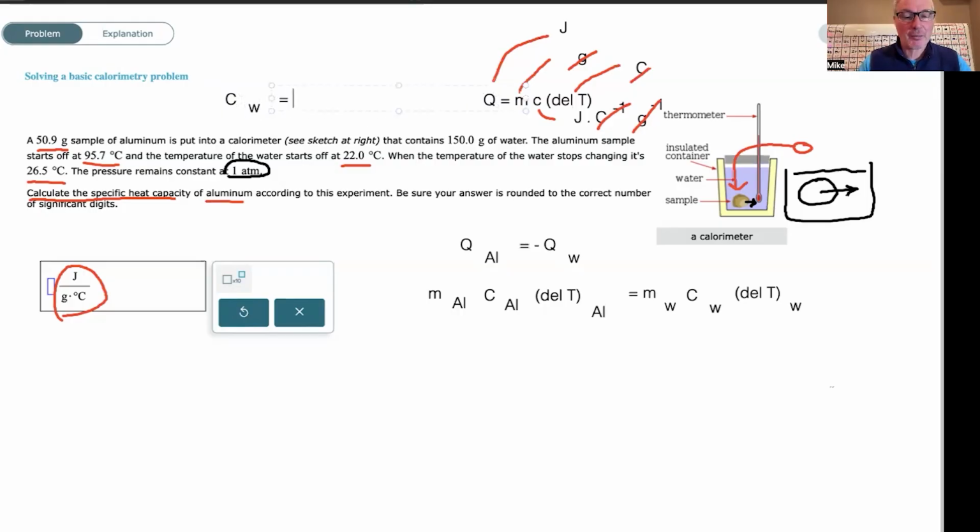And you can go look in a table. It is 4.184 everywhere in the world. It is 4.184 joules per gram per degree C.